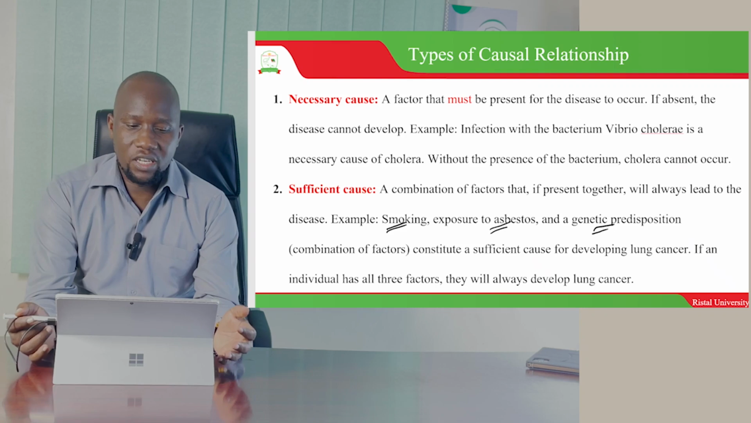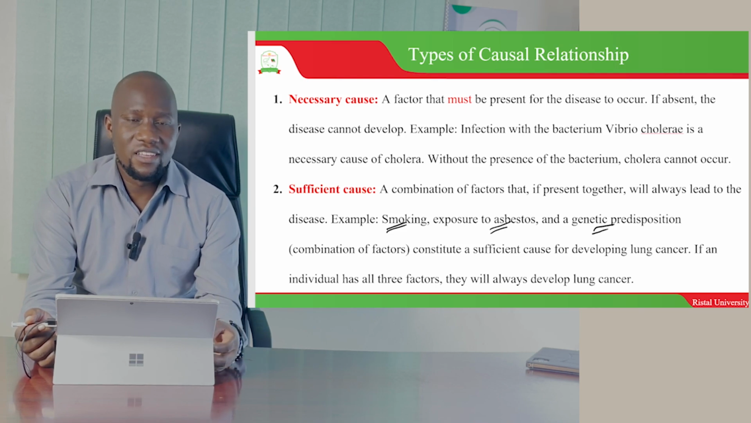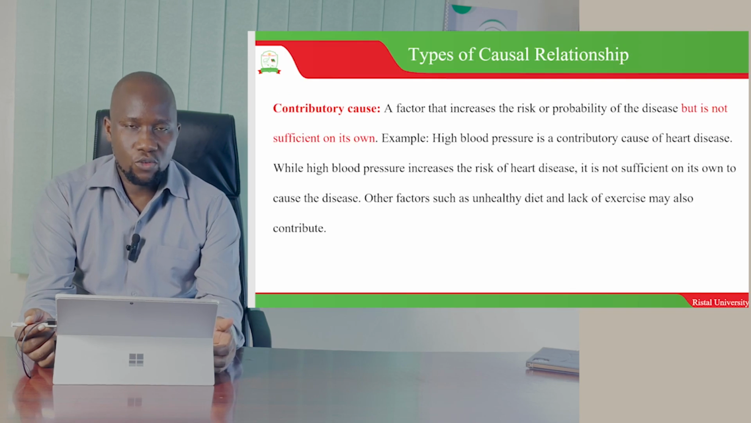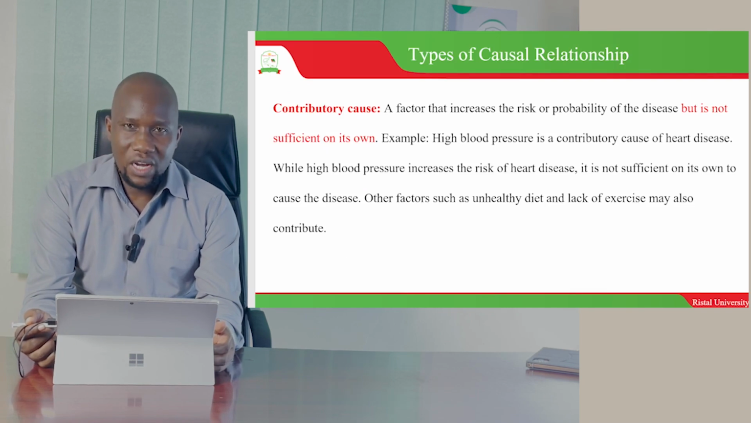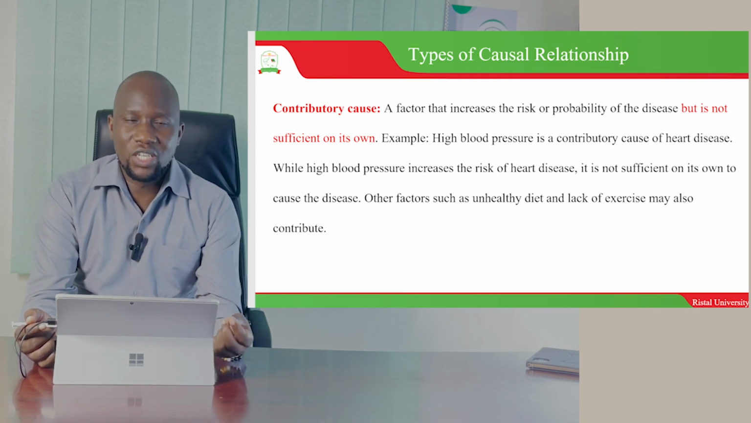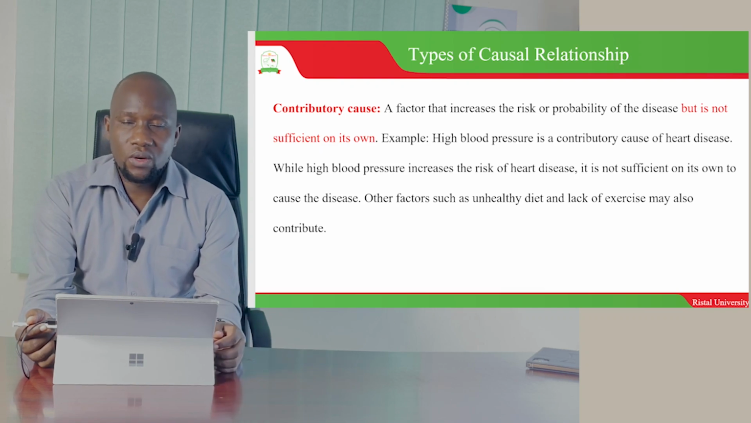When we talk about sufficient cause, that is what we mean. Okay, so if all these factors are present in an individual, then it's really likely that they will develop the disease. Contributory factor. The factor really contributes to the occurrence of the disease, but when we look at it as a single factor, it may not really be sufficient to cause the disease. Okay, so let us go to an example of TB.